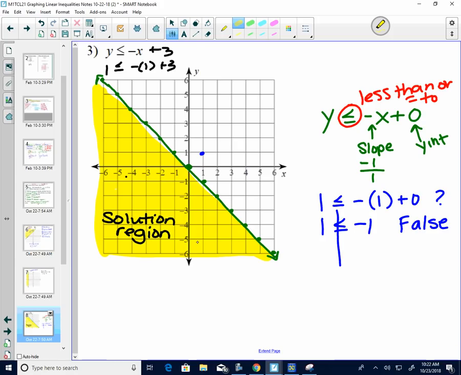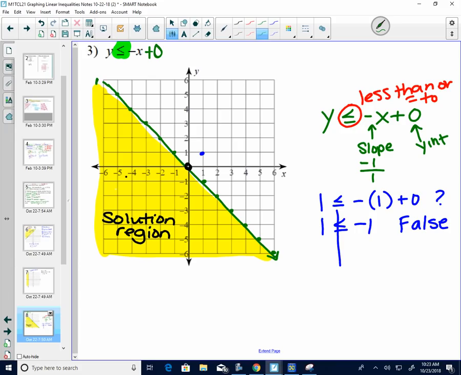Number 3 has solved for us. If you look at the symbol, that is a less than or equal to, so that means it's going to be a solid line. It is already solved for y, so I can go ahead and graph that line. That is -x. And since there is nothing written there, that means we need to start at the point 0, 0. It doesn't have a y-intercept written out, so it is understood to be +0. So we start at 0, 0.